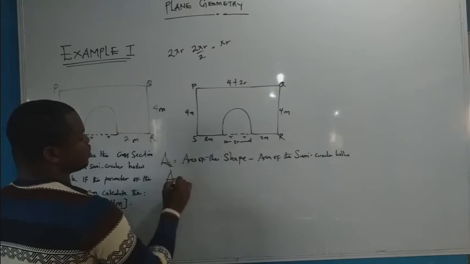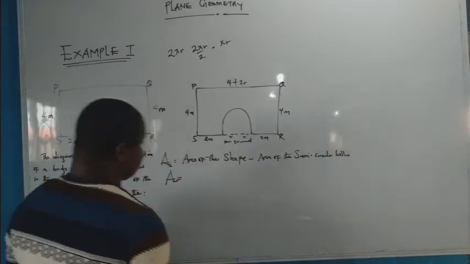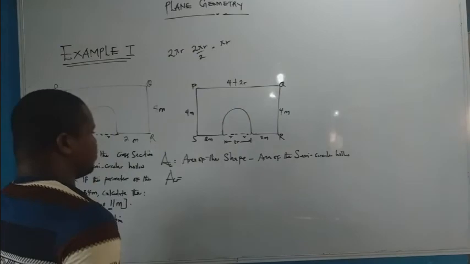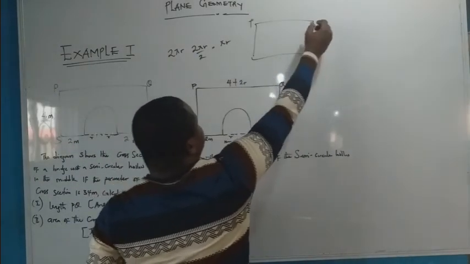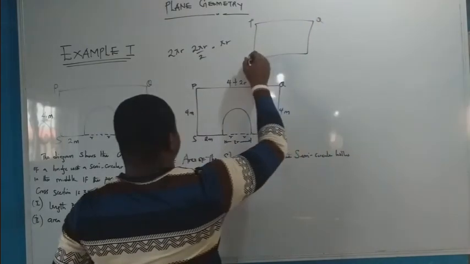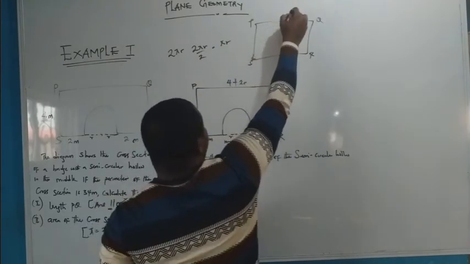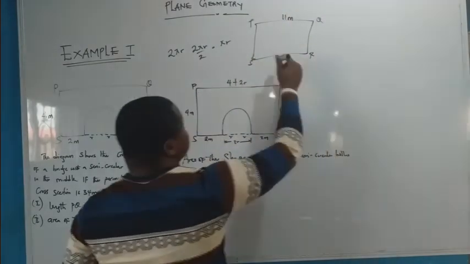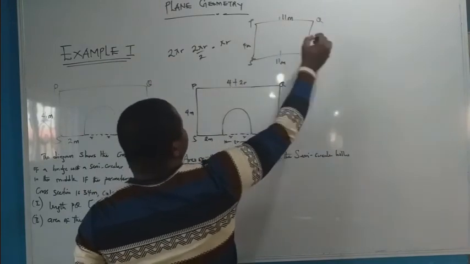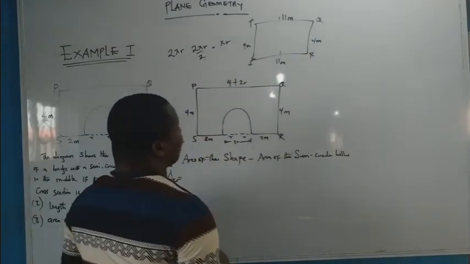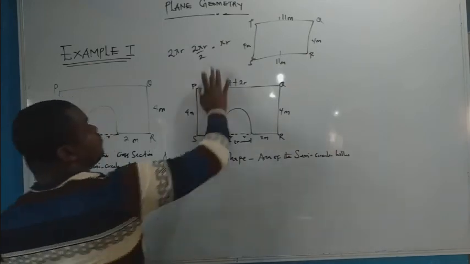So the area of the cross section now is equal to, what's the area of the shape? All we have there is a rectangle. Okay, this is what we have. Remember, we got this P, this Q, this arrow, and this X. So what we have here is 11 meter. So what we have here is the same 11 meter. If here is 11, here is also 11 meter. If here is 4 meter, here is also 4 meter. Exactly. All right. So it's going to be 11 times 4. That's the area of the whole shape.